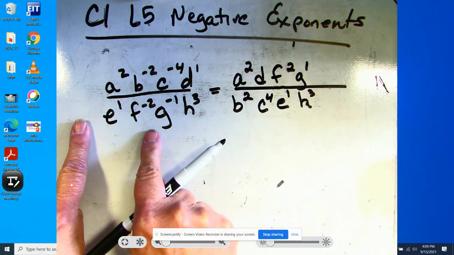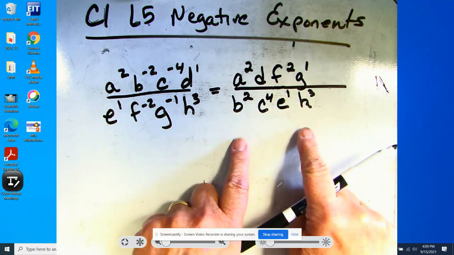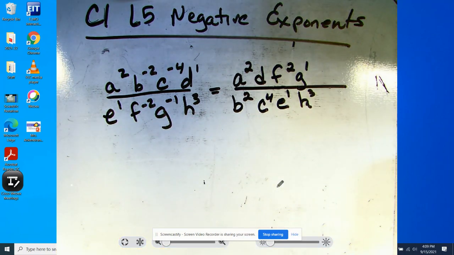So this fraction should actually be written like this: a squared d f squared g over b squared c to the fourth e h to the third. All the exponents are positive. They go from positive to negative or negative to positive when we change them on the fraction line.